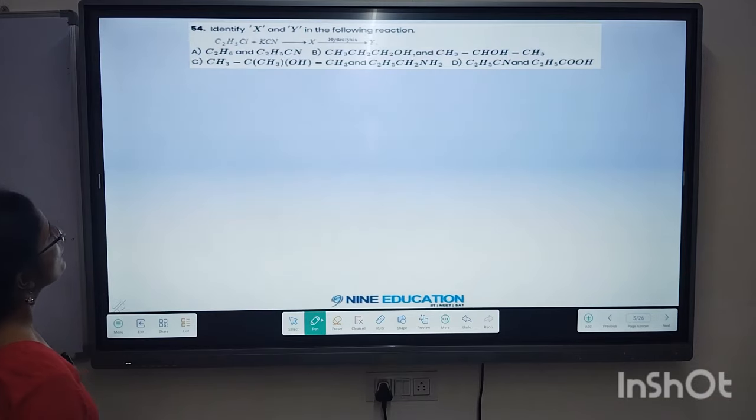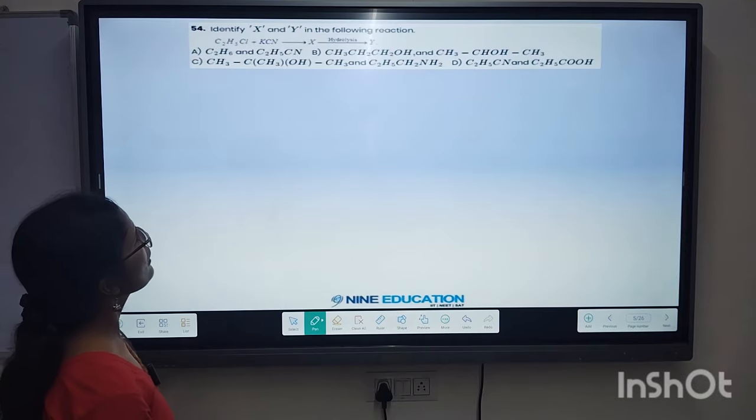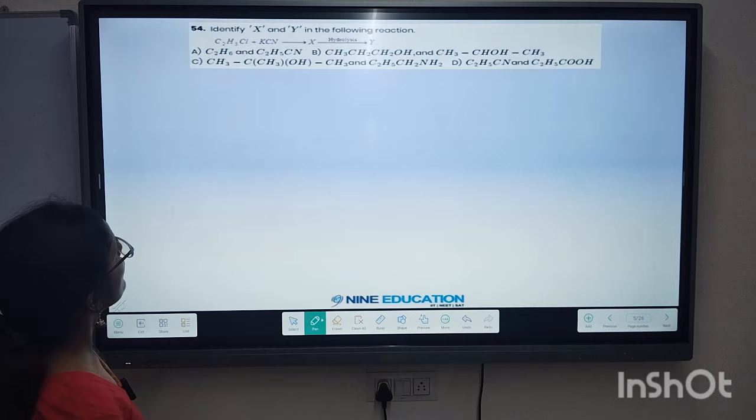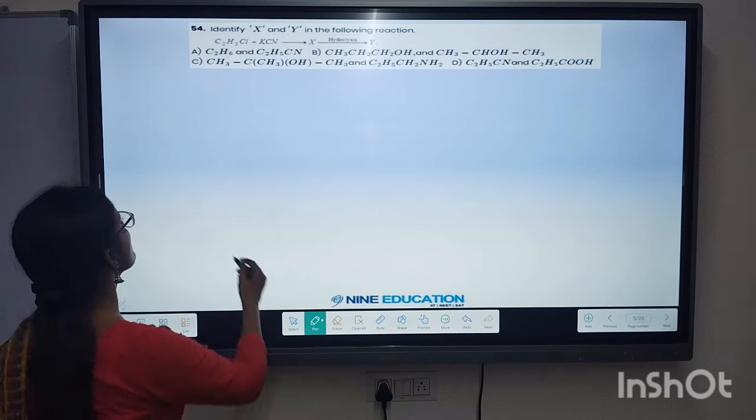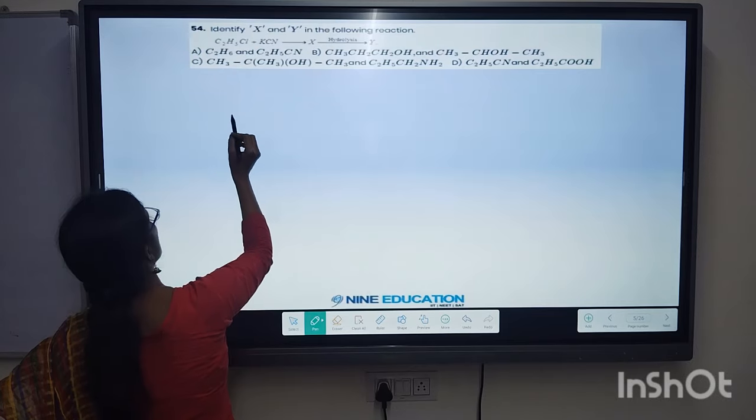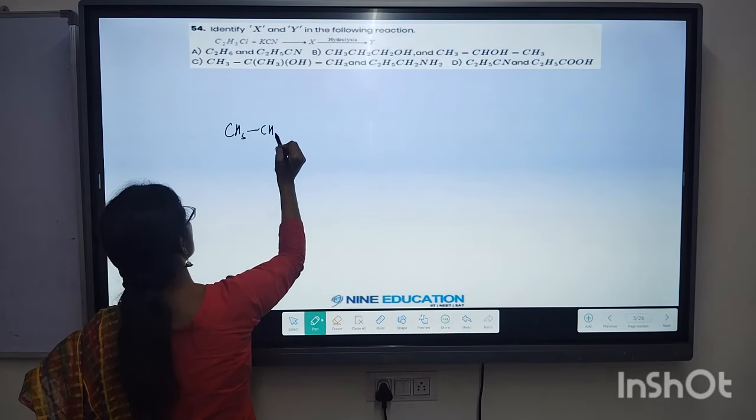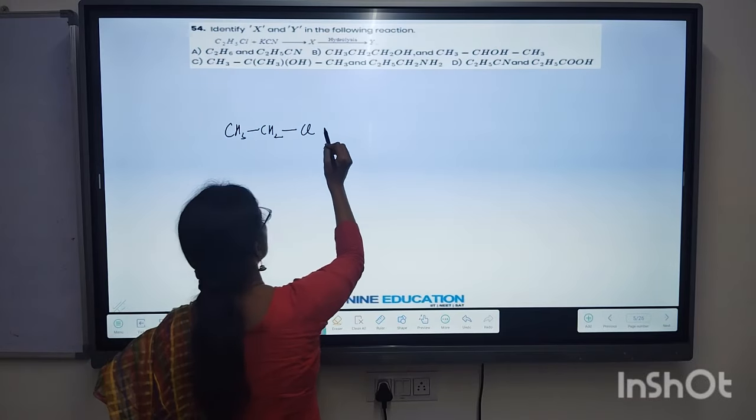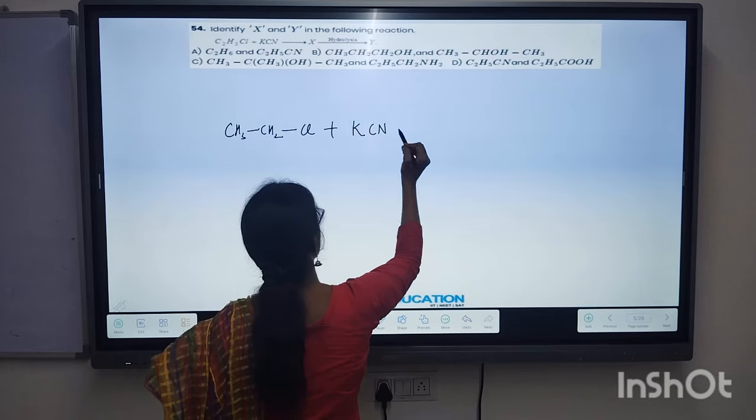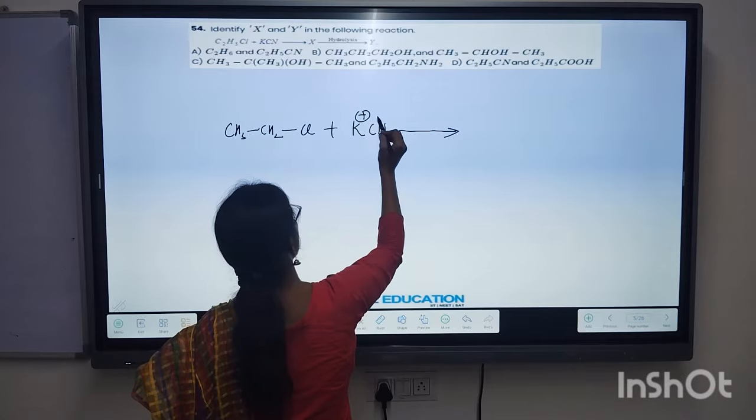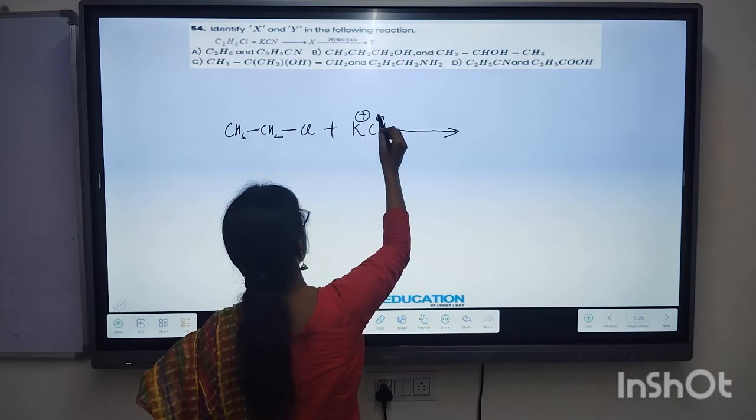Coming to 54 number, we are having: identify X and Y in the following reaction. Okay, we are having C2H5Cl plus KCN giving us some X product. After hydrolysis, we are getting a Y product. Okay, and we need to choose one option out of this. So when it is C2H5Cl, means CH3CH2Cl, we are reacting it with KCN. KCN means you are having K positive and CN minus ionic compound.